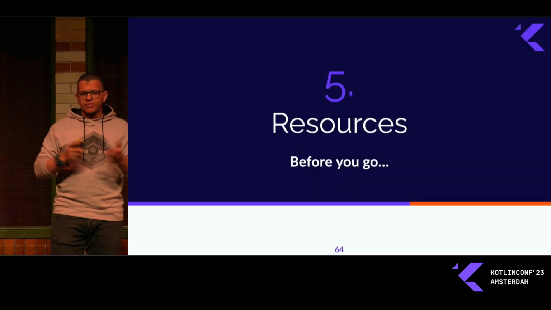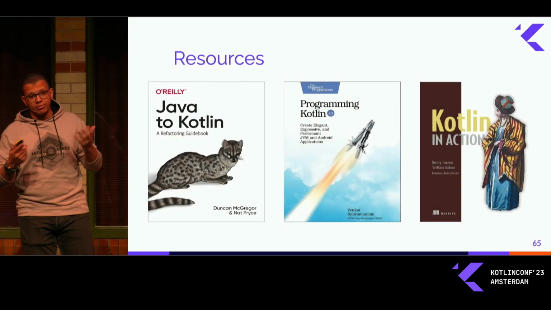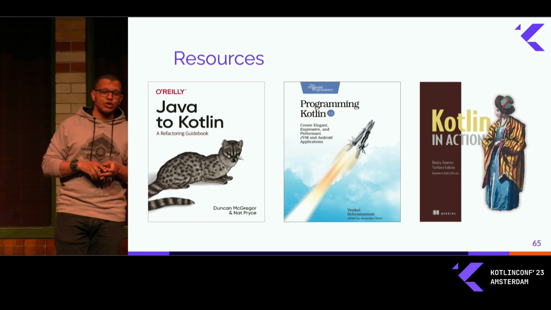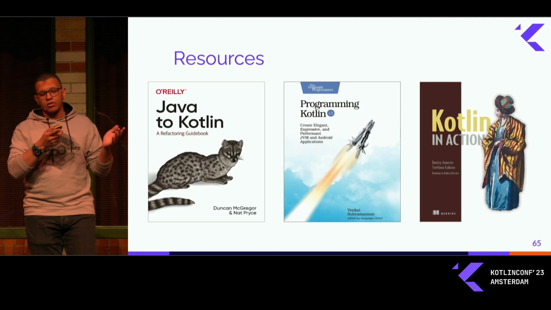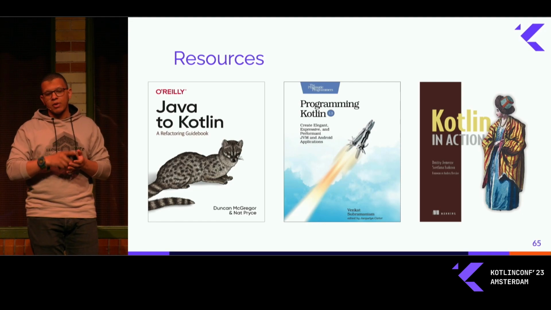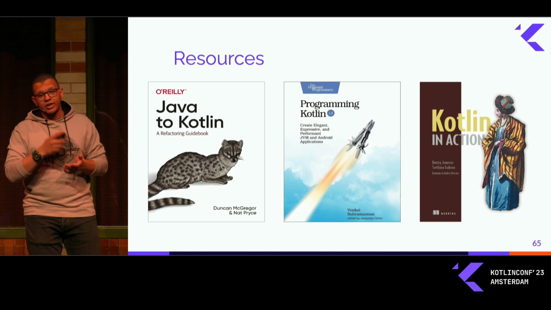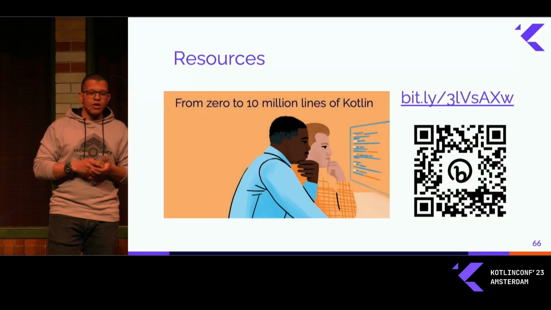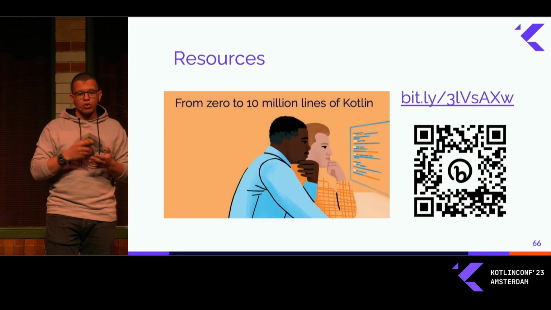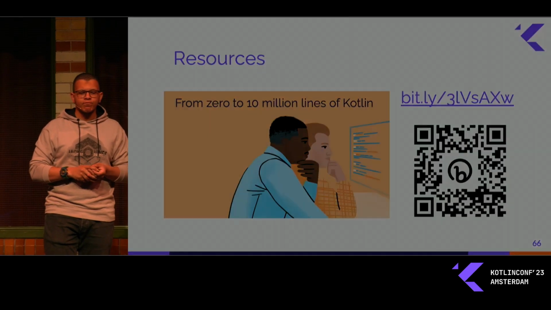All right. Finally, let's move to the resources. There are great books to read if you are going to attempt that migration. There is the Java to Kotlin book by Duncan and Nat Pryce. There is a great book also by Venkat Subramaniam about programming Kotlin. And of course, the one and only Kotlin in Action. There is this blog post by the Meta engineers, from 0 to 10 million lines of code. It contains a lot of good stuff about the experience of moving from Java to Kotlin.